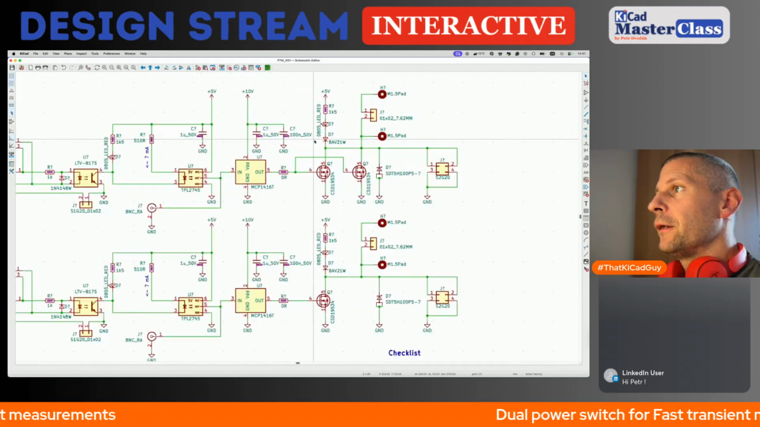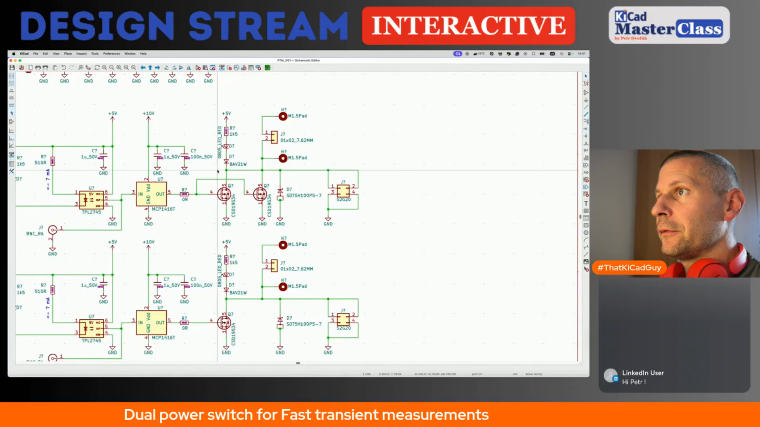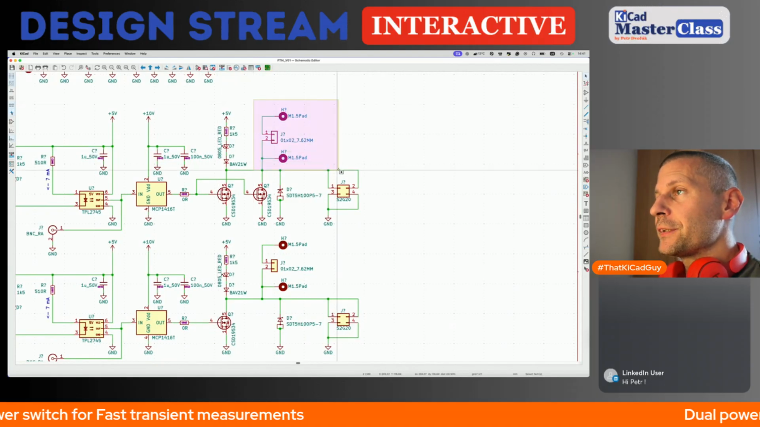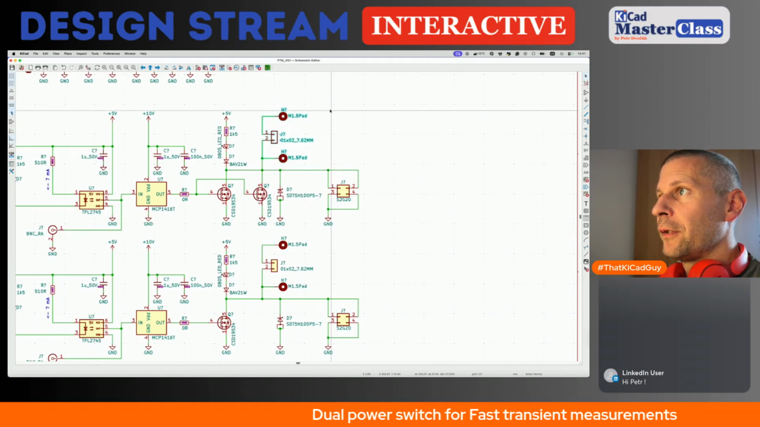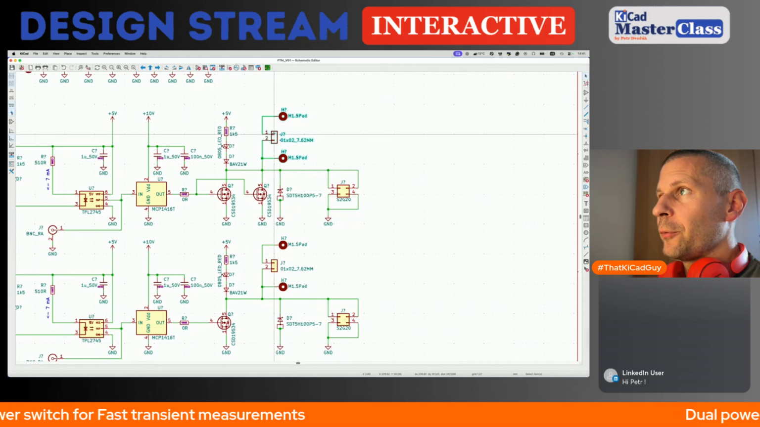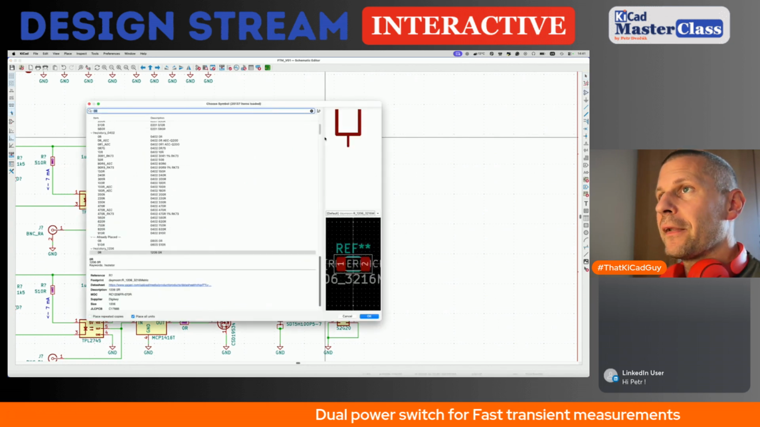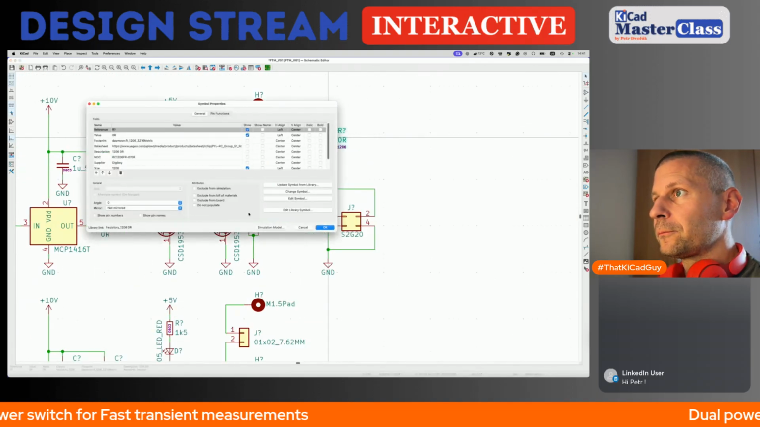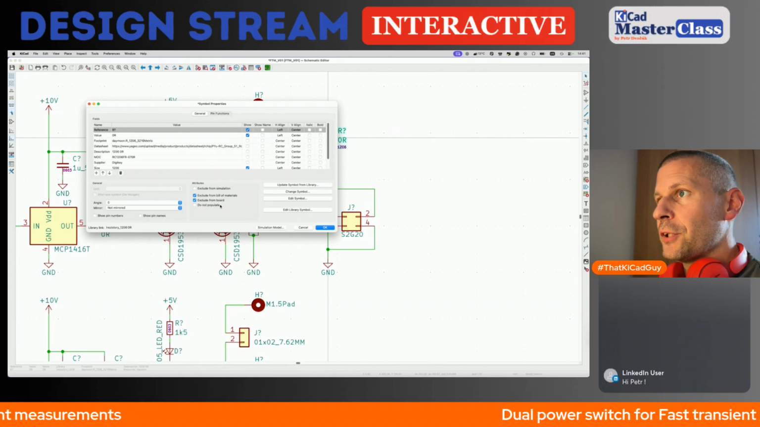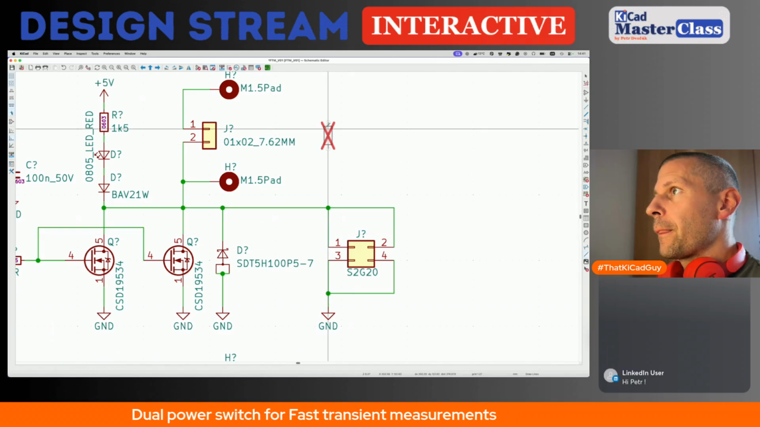So, 2 MOSFETs, monitoring LED, monitoring the state of the output. This is the power entry for the switching voltage. So here will be connected, here will be the load like this. I think I'm missing something. Let me check. Here will be the virtual load. Just a picture like this.